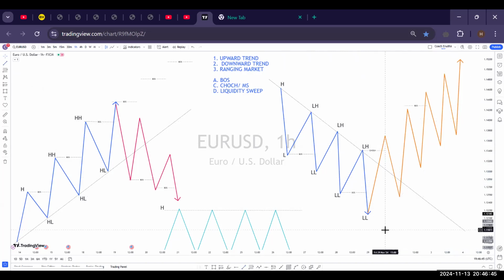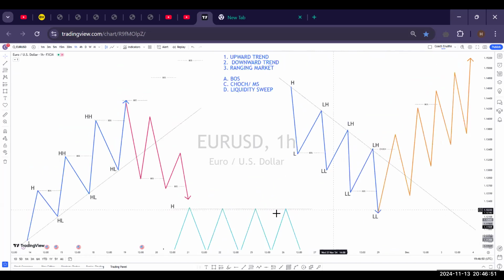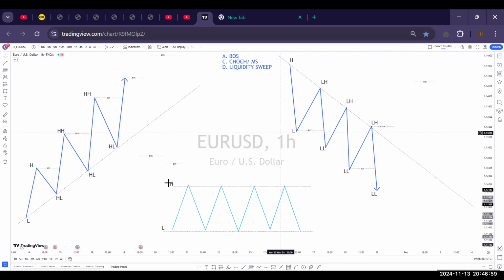Do you understand? Yes. So now, let's talk about the ranging market. In a ranging market, what we have is just highs and lows. Now, we have a trend line above and we have a trend line below. So what is price doing at this point in time? Price is creating a high, low, high, low, high, low. It's not creating a higher high, neither is it creating a higher low.